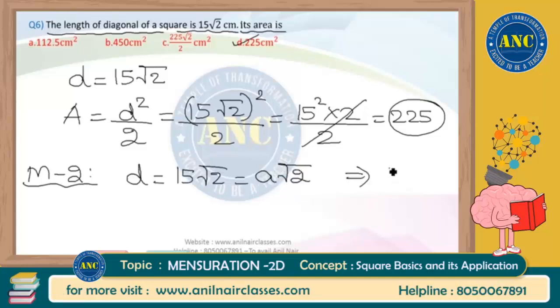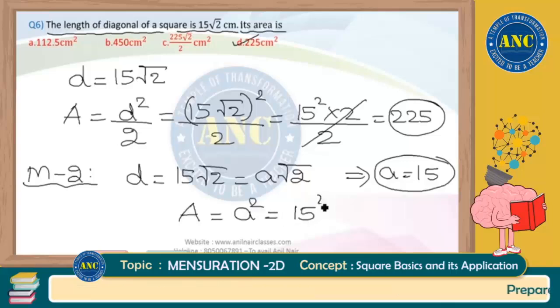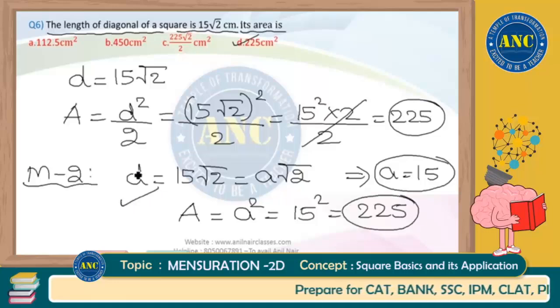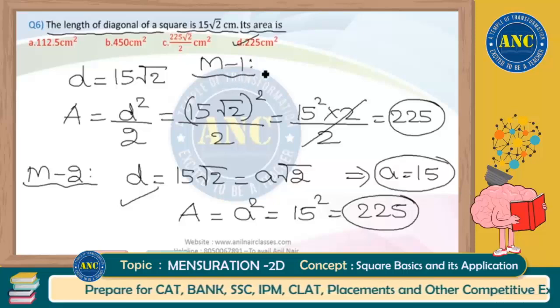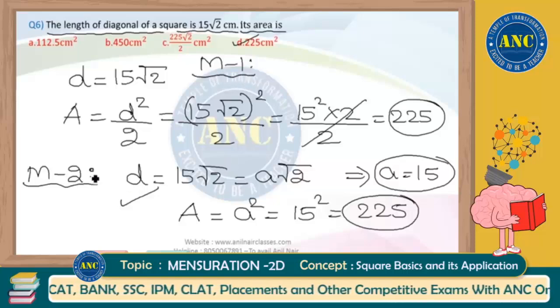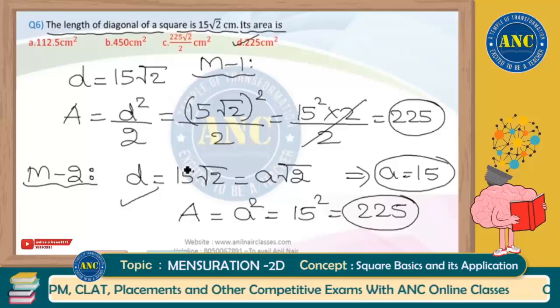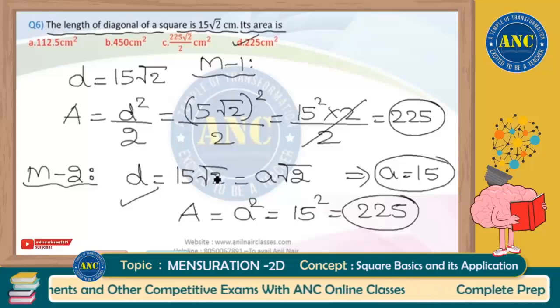That means a value is 15. If the side of the square is 15, area is nothing but a square, which is 15 squared, which is 225. Sir, you do this method or method 1, it really does not make any difference, for the simple reason that method 1 is actually derived from method 2 itself. I have told you the proof also.